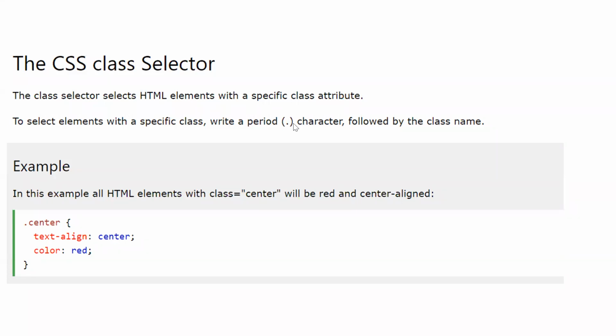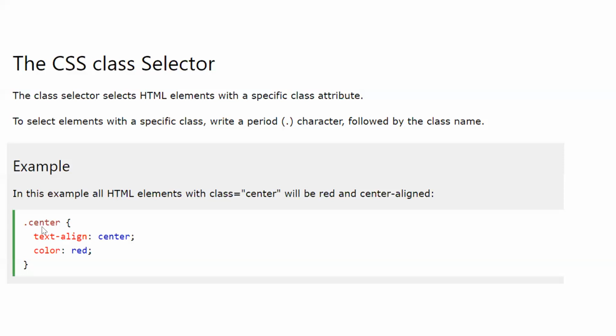But with the class selector, to select elements with a specific class, write the period character, this full stop. We call it the period character, so by using the period character we can mention the class selector. Earlier it was the hash; here it is the full stop, this dot. With this dot we mention the class selector, so it can be used for many elements.